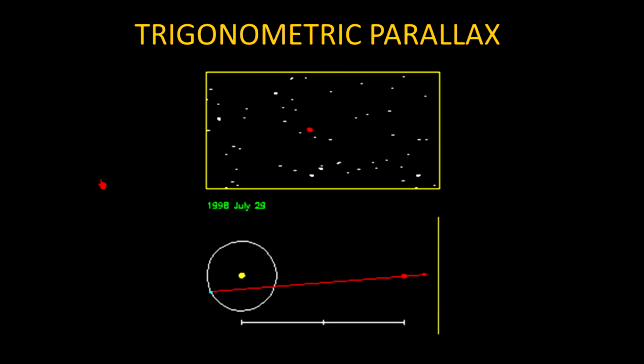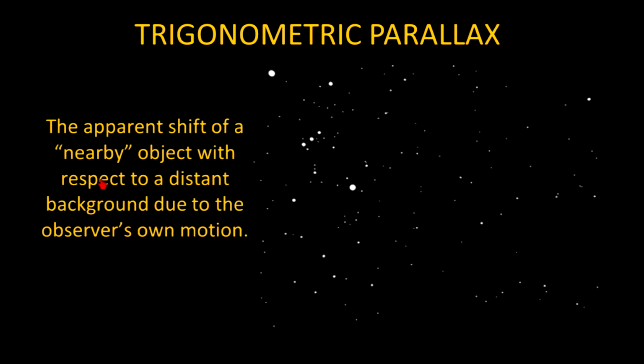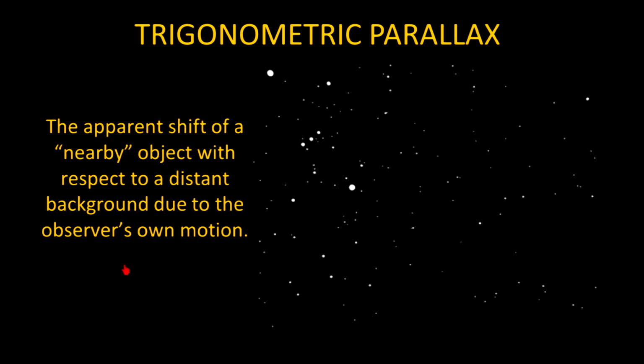The first thing I want to show you is kind of a cool video here, or animation I should say. Let's define trigonometric parallax. It's the apparent shift of a nearby object with respect to a distant background due to the fact that the observer is doing the movement, right? So remember, we're the ones moving, and an object looks like it's shifting because of its distance. Now, in this animation, it's very, very subtle, but here's what I want you to notice.